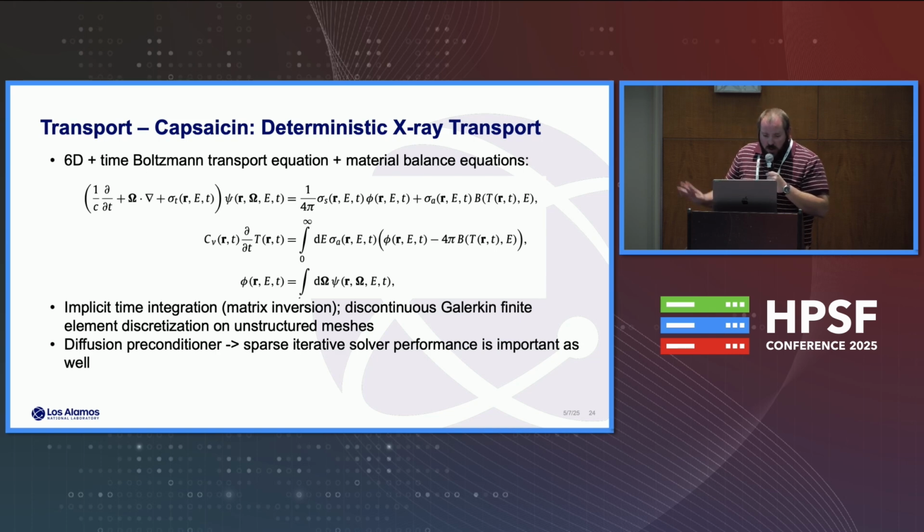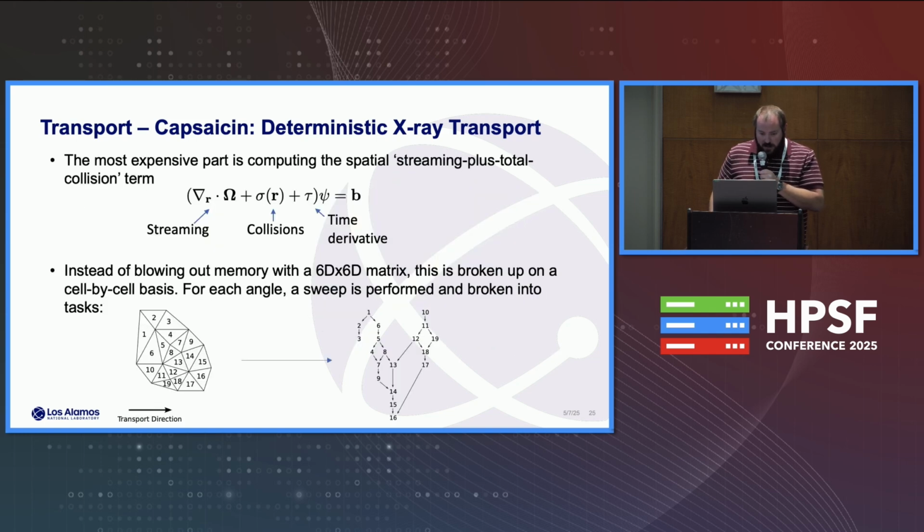The last project I'll talk about is Transport. This is deterministic X-ray transport. They don't have pretty pictures, unfortunately, but they do have pretty equations. So they solve a 6D plus time problem. It's implicit integration, discontinuous Galerkin, finite element, unstructured meshes, and they have a diffusion preconditioner and a sparse iterative solver to solve that. So it's a pretty complicated thing.